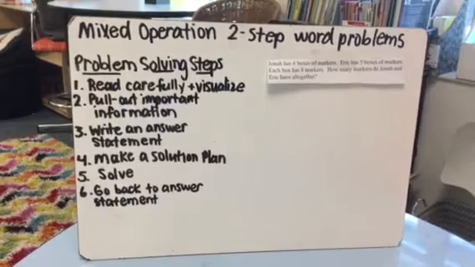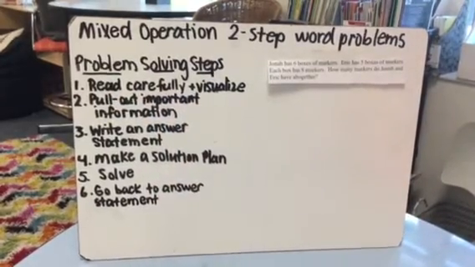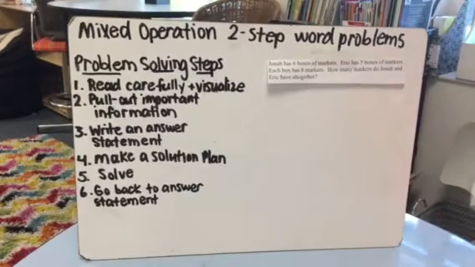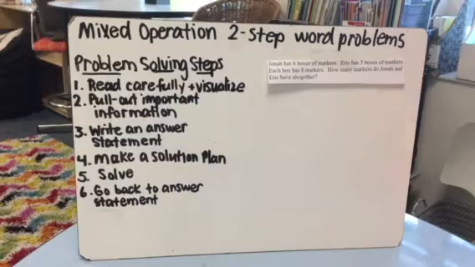So we're going to go through hopefully a couple problems today and give you a feel for how the problems might look and how we are solving them in class. So step 1 is to read carefully and to visualize. And I really have been talking a lot with students about visualizing the actions, because the actions are what we need to match with an operation.